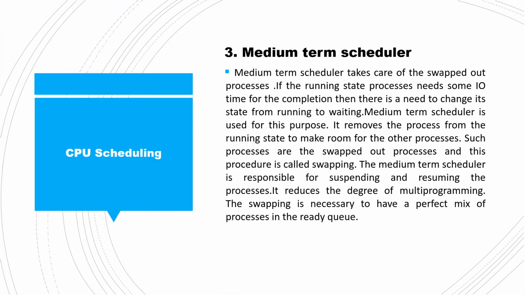medium-term scheduler. Medium-term scheduler takes care of a swapped-out process. If the running state process needs some IO time for completion, then there is a need to change its state from running to waiting. Medium-term scheduler is used for this purpose. It removes the process from the running state to make room for other processes.